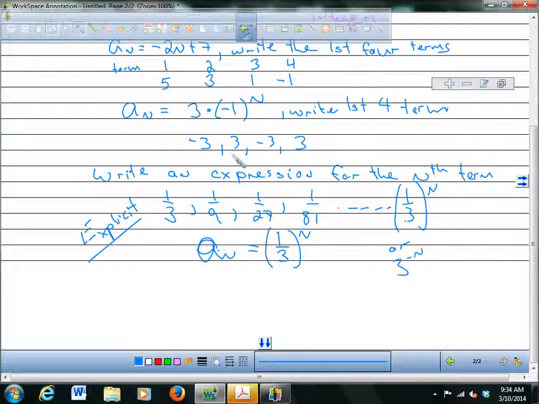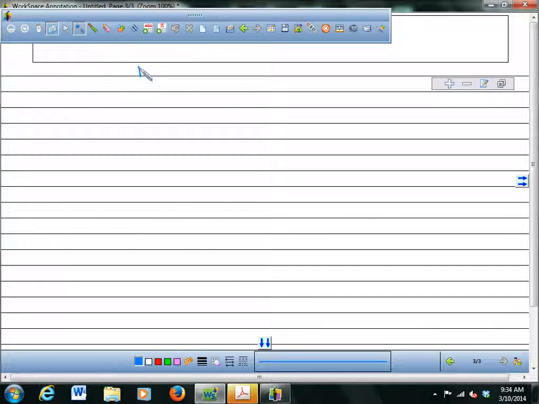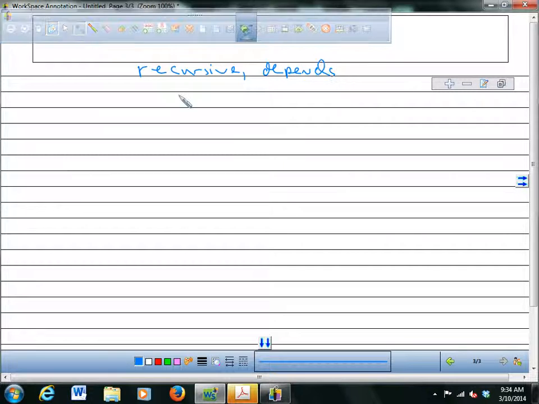A recursive sequence, okay? Recursive is one that depends on what comes before it. Kind of like what Sam was talking about in the last case, right? If I took 1/3, multiplied it by 1/3, I get 1/9. If I take 1/9, I multiply that by 1/3, I get 1/27, right? And so on and so forth.